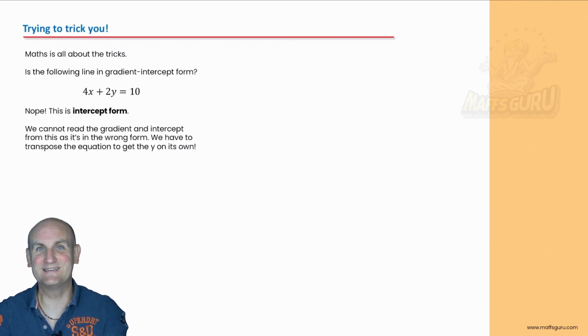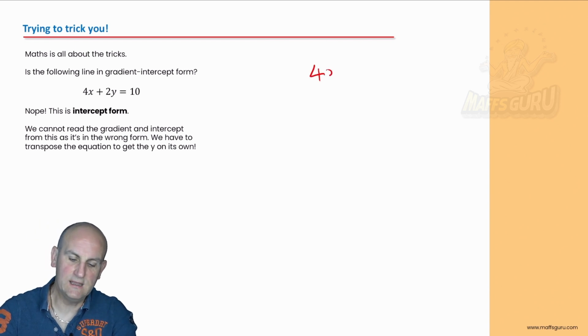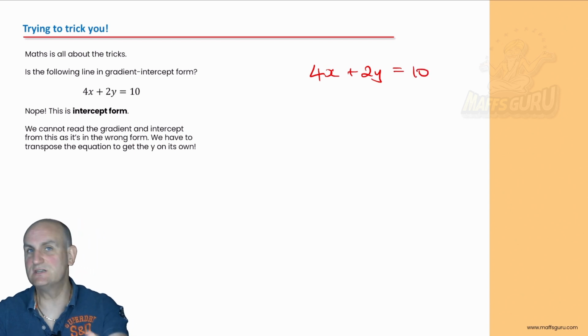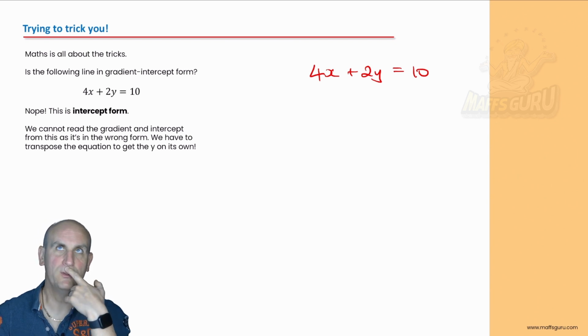Oh, look at this! I may have known this was coming. So for example, they're saying here, if I've got 4x plus 2y equals 10, that's actually not in gradient intercept form. Why? No pun intended. Because the y is not on its own. So I'm now going to have to use my algebra to get the y on its own, to rearrange. I want the y on its own.